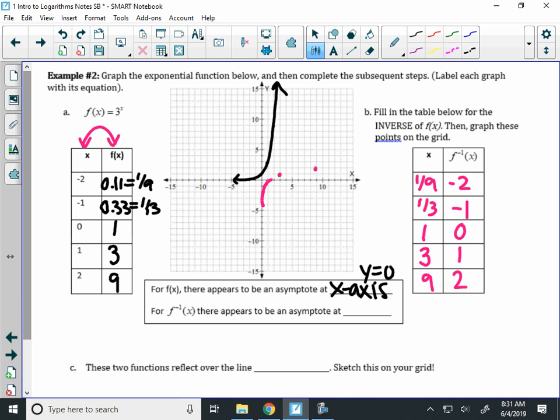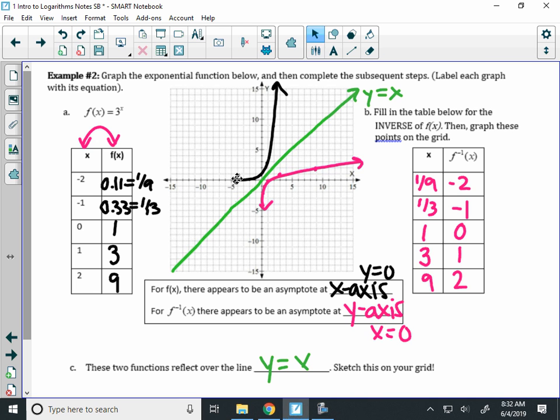And I'll connect those. Similar shape as the graph before. This graph, as does example 1, appears to have an asymptote at the y-axis, or x equals 0. And same as the last time, these graphs tend to look like they are reflecting over the line y equals x. So you can go ahead and sketch that line. I'm just going to estimate it here, right through. So it's a good thing that these graphs look like mirror images.